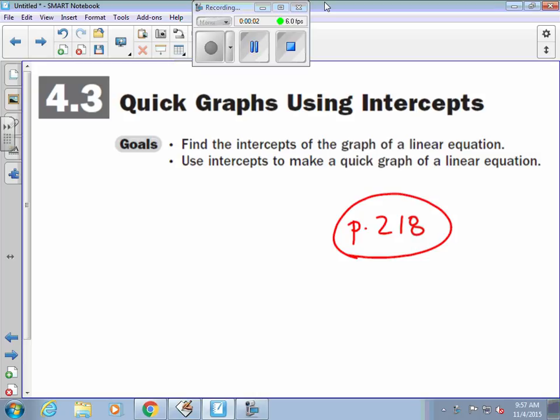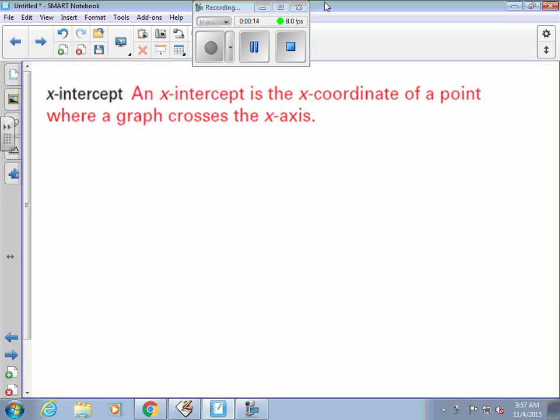This is Algebra 1, Lesson 4.3, quick graphs using intercepts, talking about the x and the y intercepts. We're finding intercepts of the graph of a linear equation, and we're using those to make quick graphs of linear equations, beginning on page 218. First thing, the definition of what is an x-intercept, what is a y-intercept.